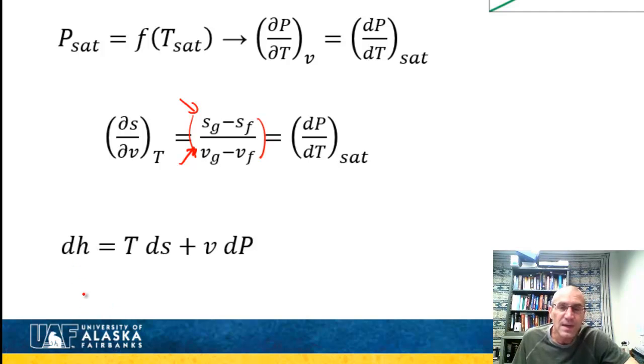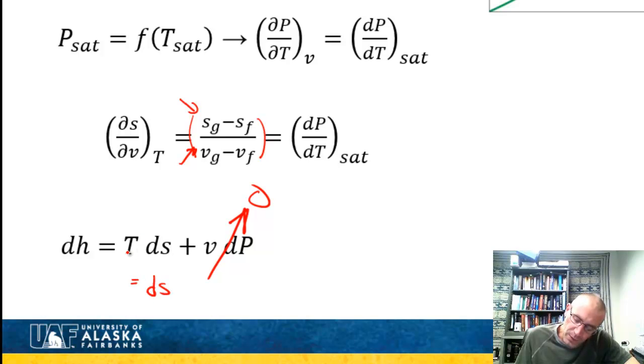I'm going to use this second TdS relation that says dH is TdS plus V dP. We're going to do this at constant pressure, so that second term is going to be 0. And so what this tells me is that ds is equal to dH over T, bringing T to the other side. And that is essentially equal to sfg.